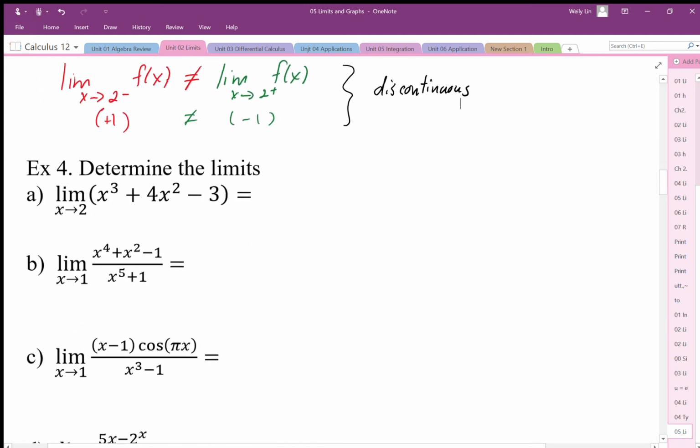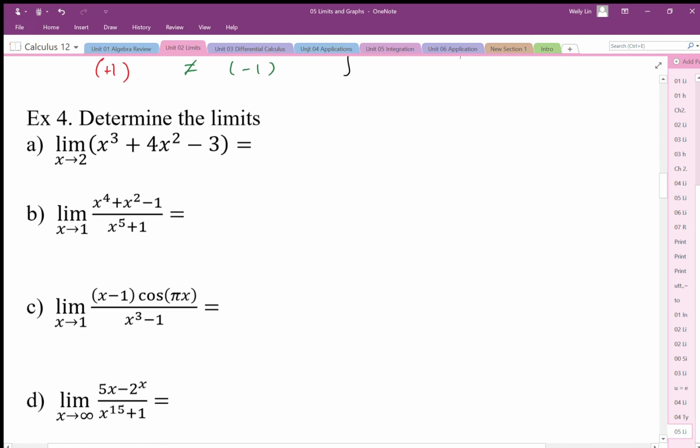Okay, so let's just do some practice with limits again. If we have a limit as x goes to 2, and we can substitute 2 into the expression, there's our limit. We substitute 2, we get 8 plus 4 times 4 minus 3. Yeah, we can evaluate there. 8 plus 16 is 24, minus 3 is equal to 21, so there's a limit.